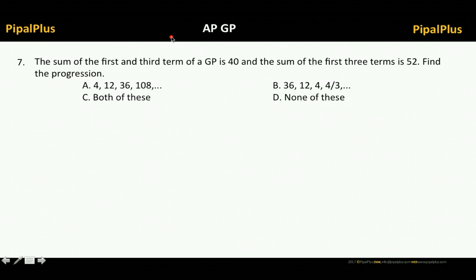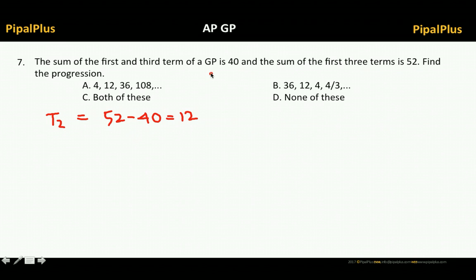Now in the next question, it says the sum of the first and the third term of a GP is 40, and the sum of all the three terms, the first three terms, is 52, right? So what this statement straight away gives me is the second term, because the first term and the third term add up to 40, and if the first and the second and the third add up to 52, then the second term of the GP is going to be equal to 52 minus 40 equals 12, right?